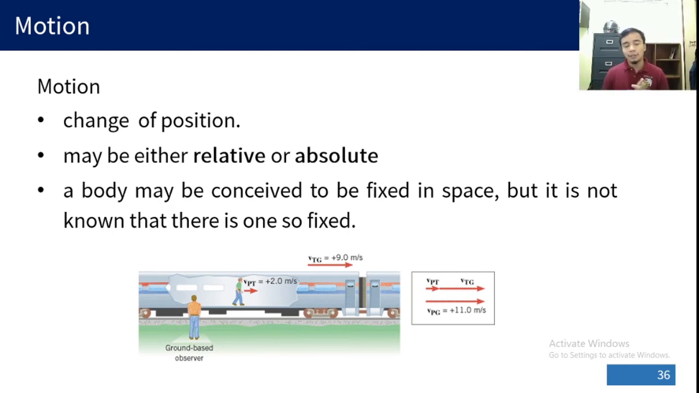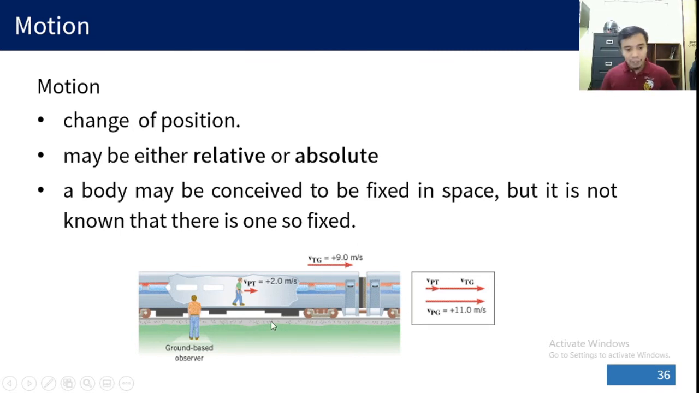I will explain how motion is either relative or absolute. A body may be conceived to be fixed in space, depending on whether the body or the frame of reference is fixed. For example, you are a ground-based observer and you see a train moving in one direction at 9 meters per second, or any given speed. Then you see a person inside the train walking at a speed different from the train's.